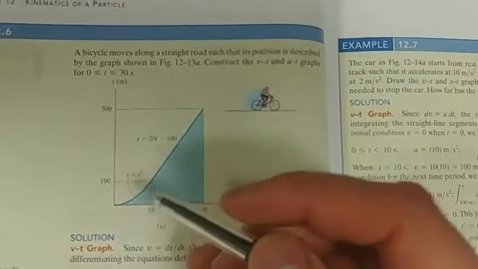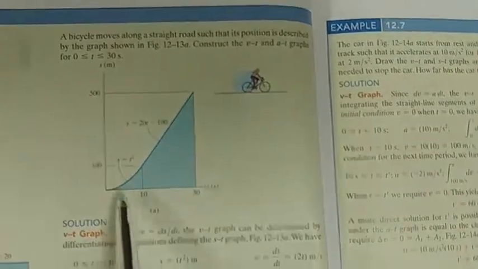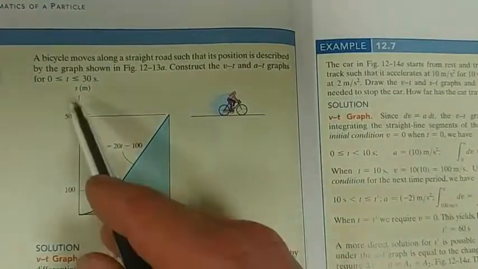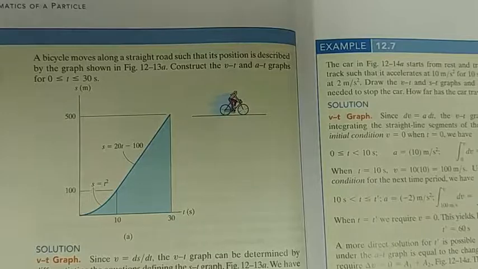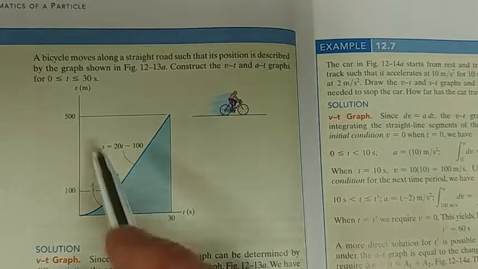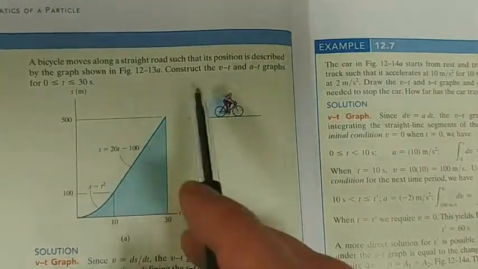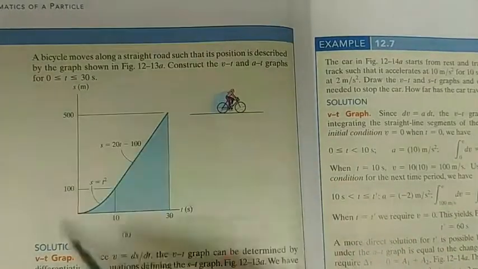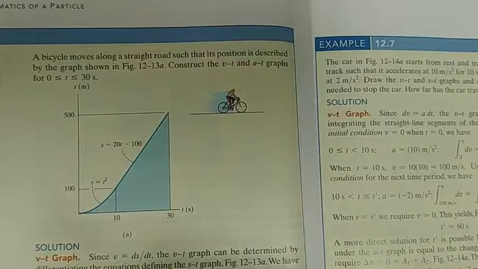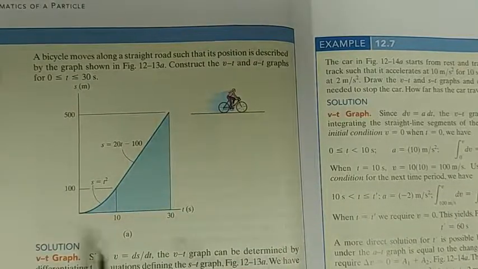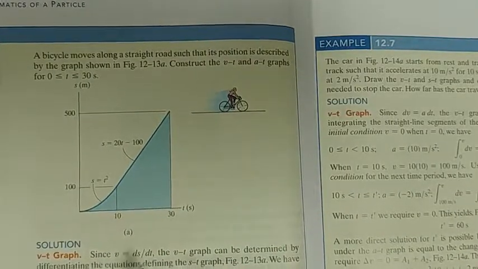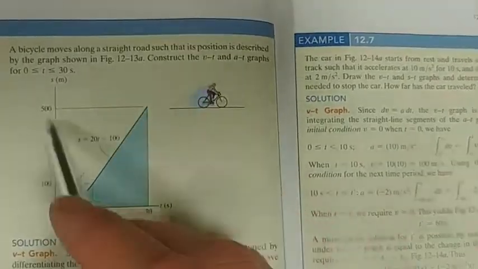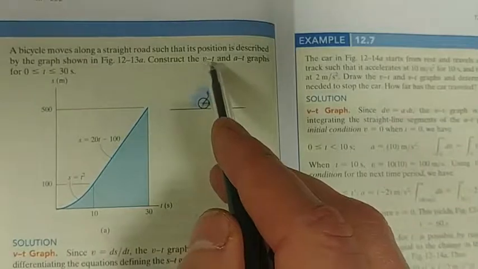Okay, so the basic idea is, this question gives us a position time curve, and it asks us to draw the velocity time and acceleration time curves. So an overview of how to solve these problems is, first of all, you need to identify how you are going to move from position time to velocity time.